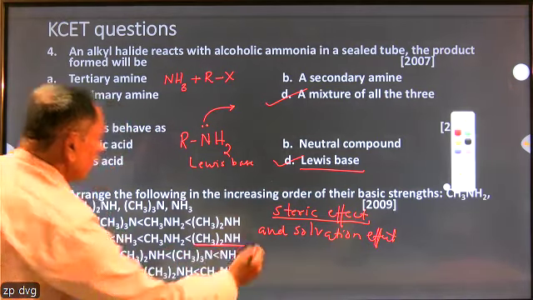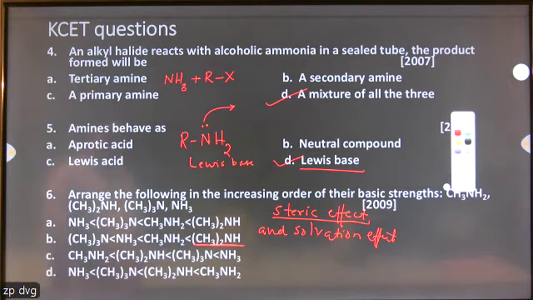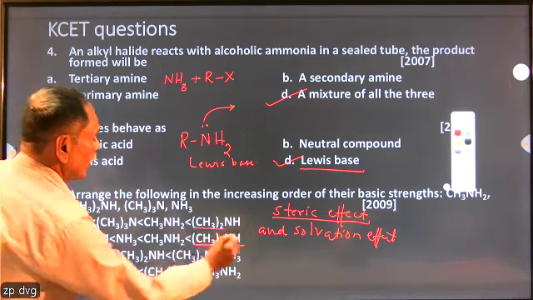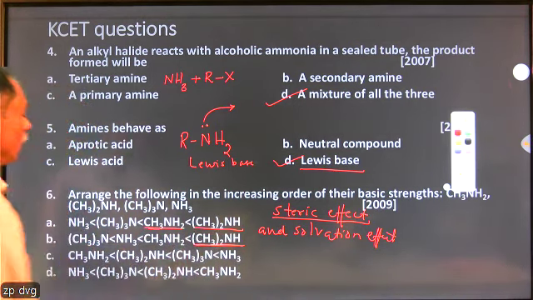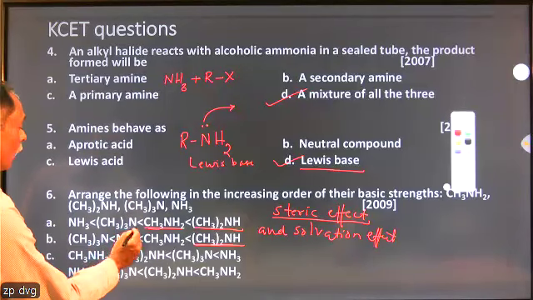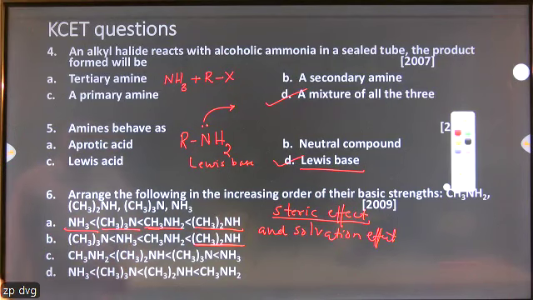The basic strength of secondary amine will be more than the primary amine, and that will be more than the tertiary amine, and that will be more than ammonia. So the correct answer is A.